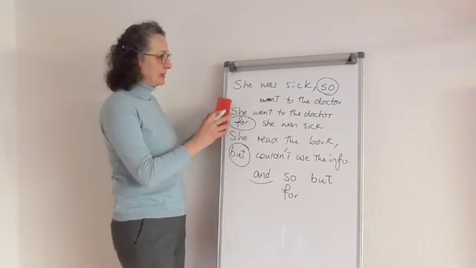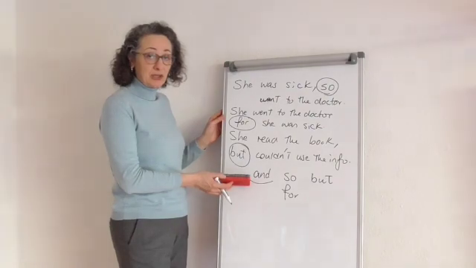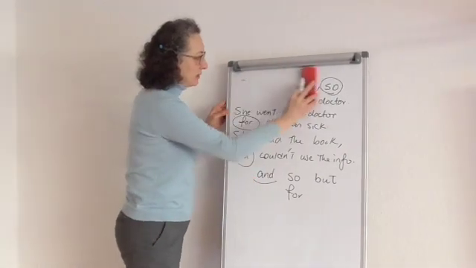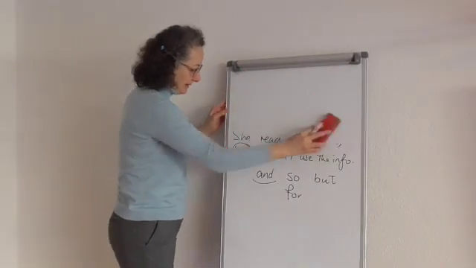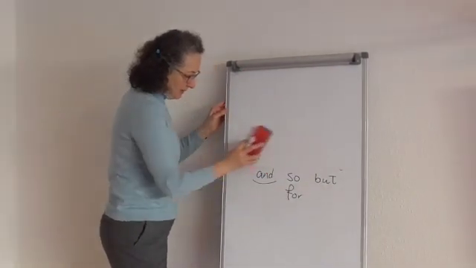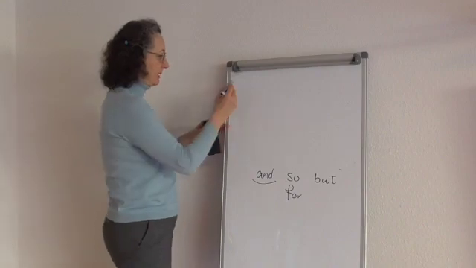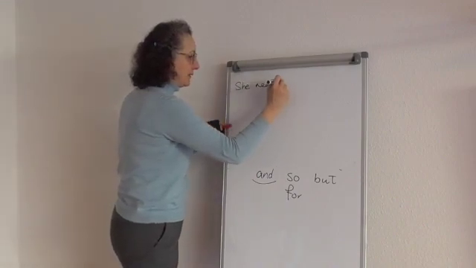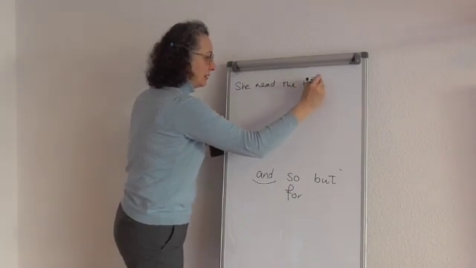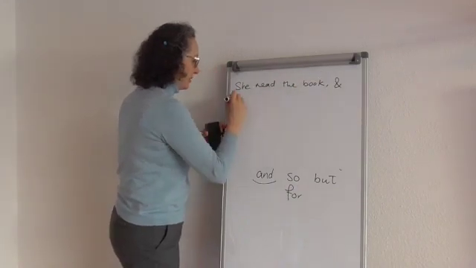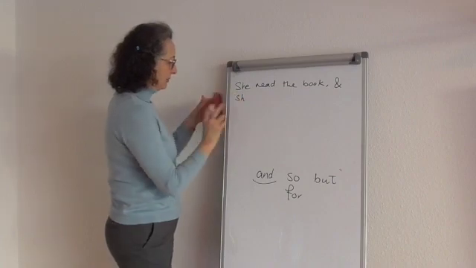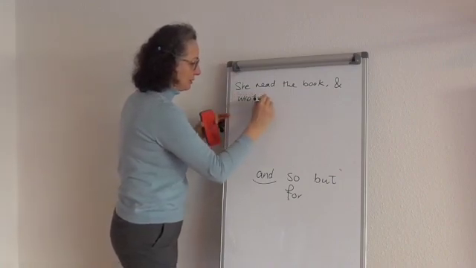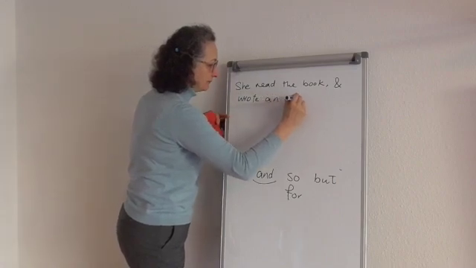Let's go to complex sentences, and I start with addition, which is again the easiest one. Let's go back to our original sentence. I keep these words down here. So, she read the book and wrote an essay. I don't need to repeat "she" because it's the same.